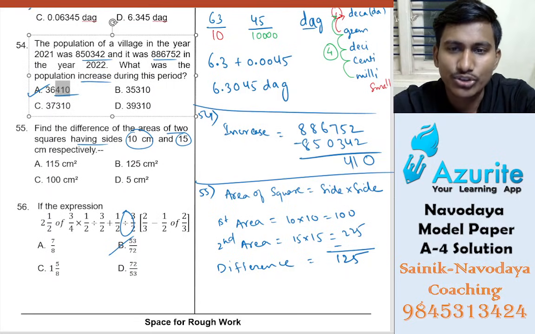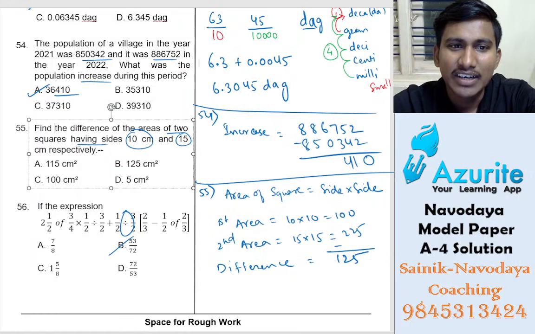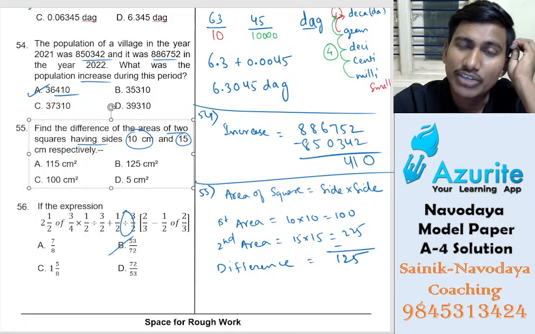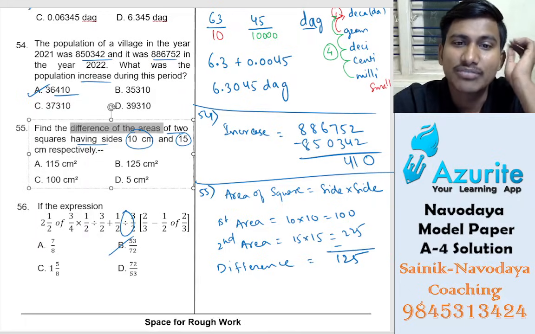So question 55. What are they asking? Find the difference of areas of two squares having sides 10 cm and 15 cm respectively. So here what we have to do? We have to find the difference of the areas. How do you find the area of a square? That is side into side.